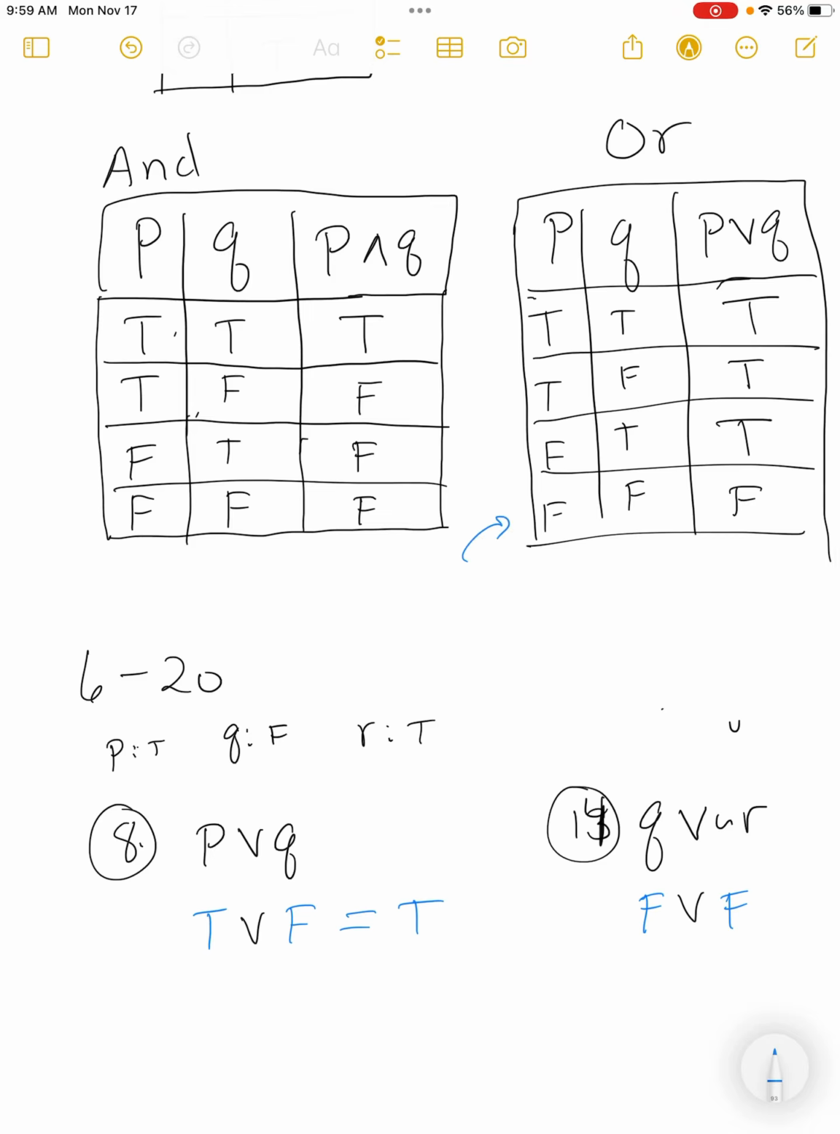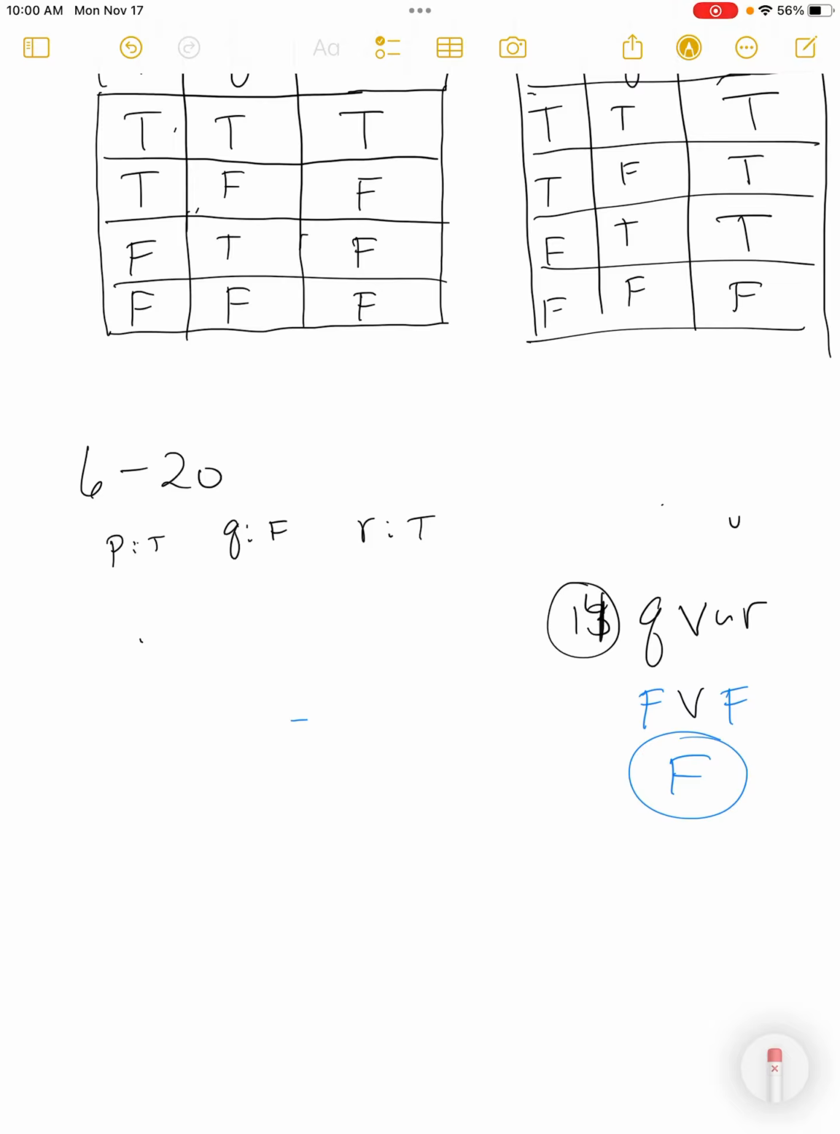Well, let me go to my or statement and let's look for the two falses. And what's the result? The result is false. So this is false, and we would circle false. So the answer for 8 is true because you had a true mixed with the false. You had something that was true. And the answer for number 14 is false because both of them were false. And you're just playing this game and you get really good at it over and over again.